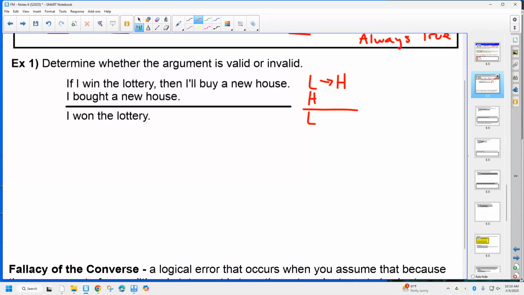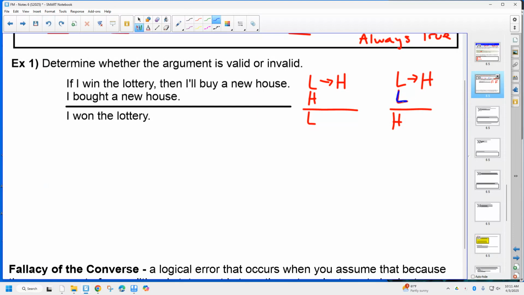This is not the same thing as Modus Ponens. This is not the same thing. In order for this to be Modus Ponens, it would look something like this. Similar, but not the same. That's not what we have. This is not what we have.